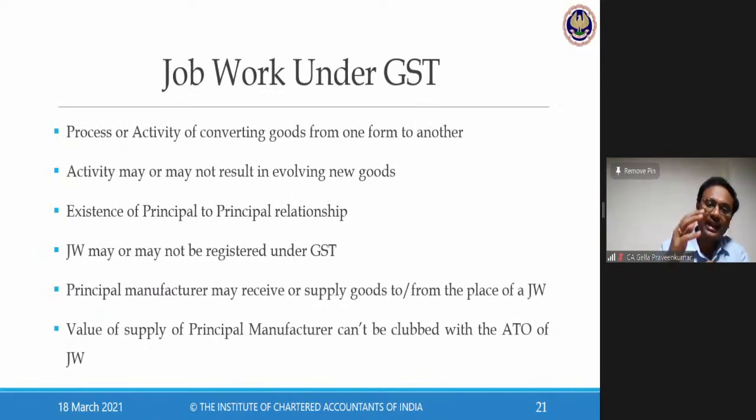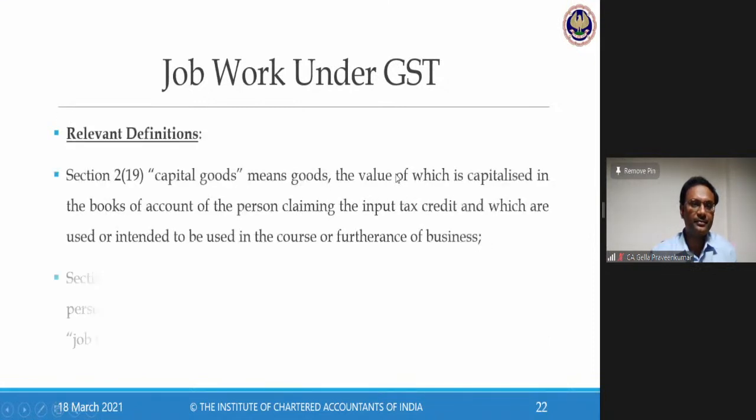Now, value of supply, principal to job worker. This is one particular element which we have to keep in mind. When I go through my slides, I'll make you understand how we understand the valuation aspects under GST law. Let me go further on this particular slide.